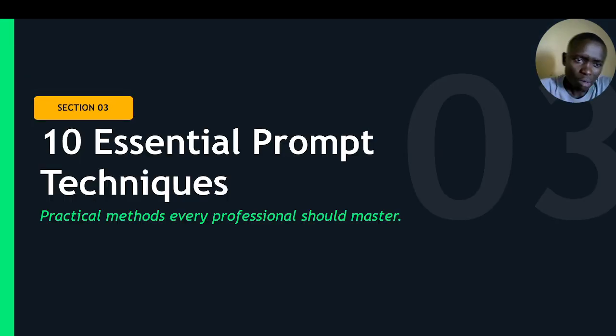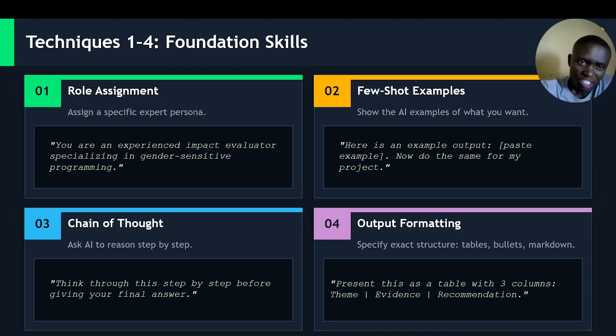Now, here we'll look at some of the 10 essential techniques that you want to adopt. You must adopt these, because they will help you to play around with AI and also make your work a bit easier as you're using AI, right? So we have the techniques, that's foundation skills. The first 4 will focus mainly on the foundation skills.